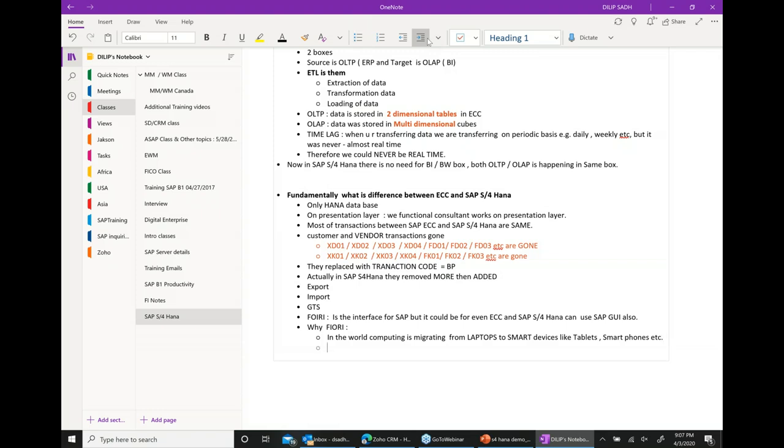And then SAP found a problem: SAP GUI does not work on smart devices. SAP says, oh, voila, we have a problem. Our SAP user interface, which is SAP GUI, their interface for all their applications, does not work on the devices which the world is using right now. SAP woke up in the morning and hit their head against the wall and said, oh, we have a problem.